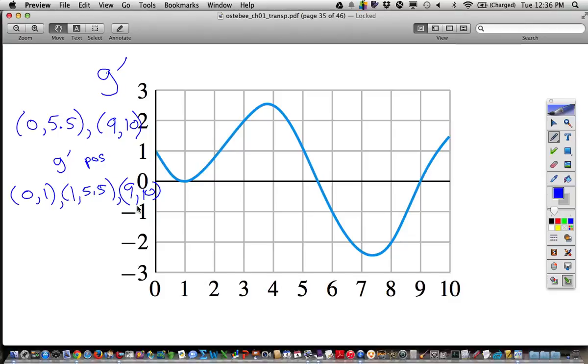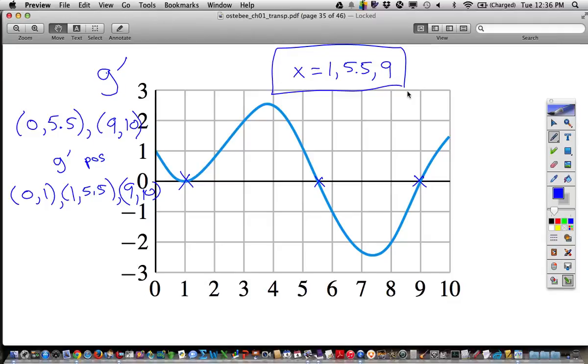All right, where does G have stationary points? Come over to the chart. G has stationary points when G prime is 0. So that is right at where? And it is important when you write your answer, you put x equals. So make sure you put x equals 1, 5.5, and 9. Okay, don't just write a 1 and a 5.5 and a 9, right? X equals.